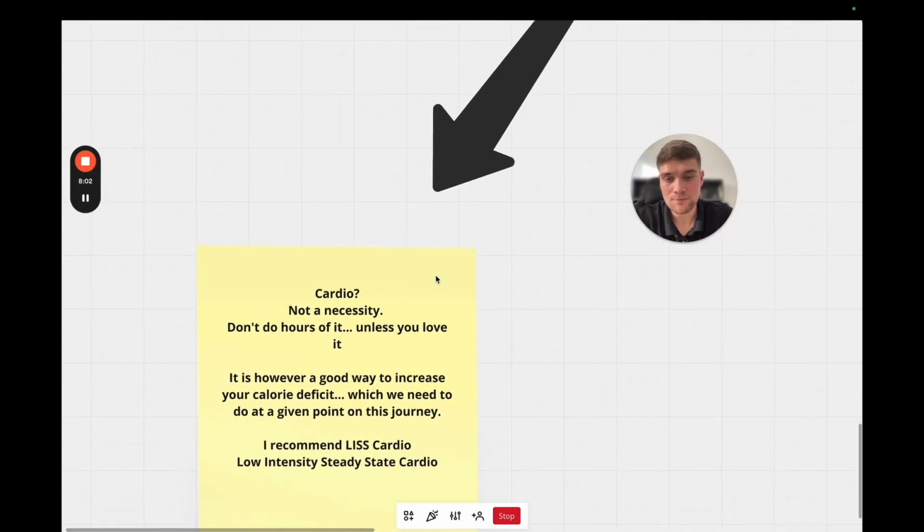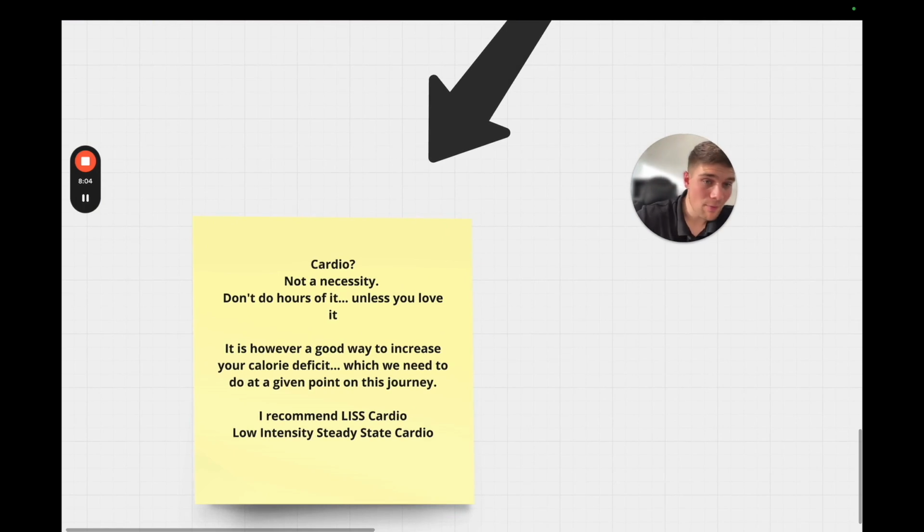Of course, as well, cardio, do we need to do it? In my opinion, it's not a necessity. Okay, you don't want to be doing hours of it, definitely, unless for some reason you absolutely love it. However, at some point in this journey, we will need to increase our calorie deficit. That calorie number that we worked out, that will need to change on this journey at some point, and we will need to increase the deficit.